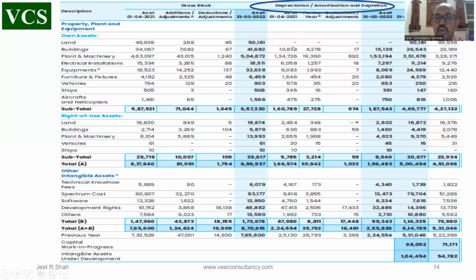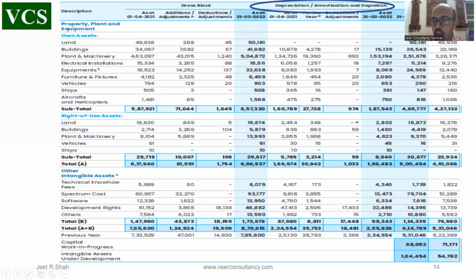So when I say building, plant, and machinery, till 1/4/2021, they had already charged a depreciation of 10,878 crores on the buildings. In this year, how much have they charged? They have charged 4,278 crores, and there are certain minor adjustments of 70 crores. So at the end, it tells you that the company, that is RIL, from the date of purchase of buildings till now, has charged a total depreciation of 15,139 crores. This is what we can see as the closing balance.